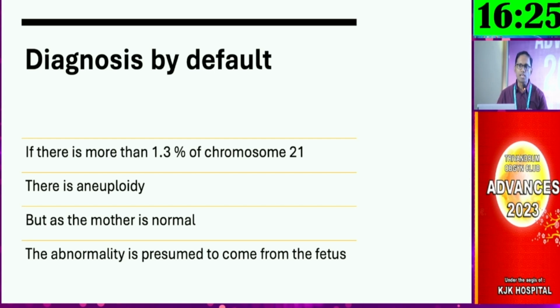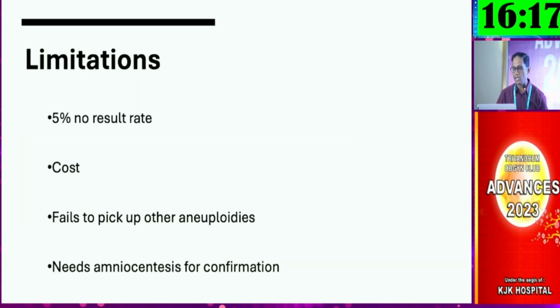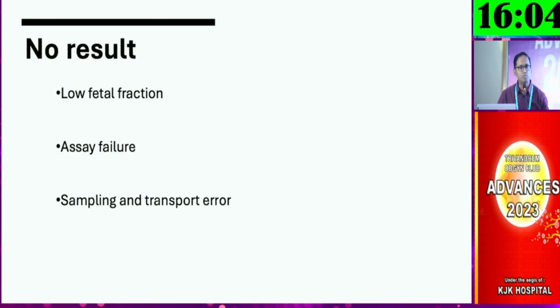So it is looking at the percentage of contribution of each chromosome, and more specifically for trisomy 21, because that's where it works brilliantly. The limitation of this test is that 5% of the time you cannot get a result. It fails to pick up clinically significant aneuploidies, and sometimes you may need an amniocentesis to confirm your result.